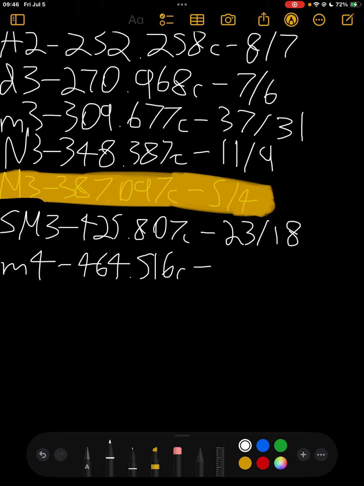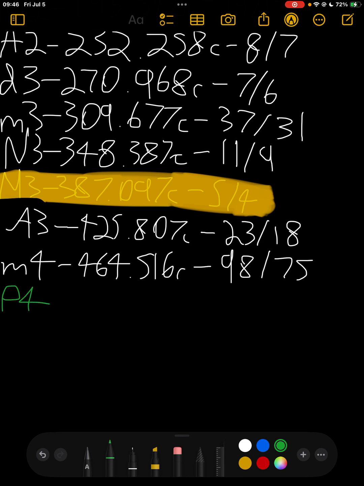Okay, 98.75 looks to be our ratio. So I guess we could call this interval an augmented third instead of super major. Now after that, we're going to get, obviously, our perfect fourth. Gonna put in green. So the perfect fourth is 503.226 cents.